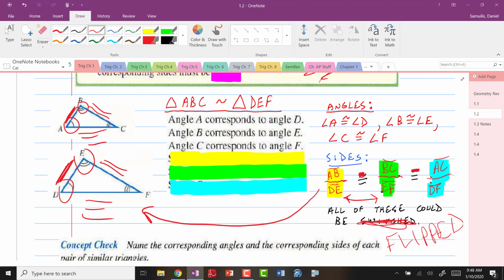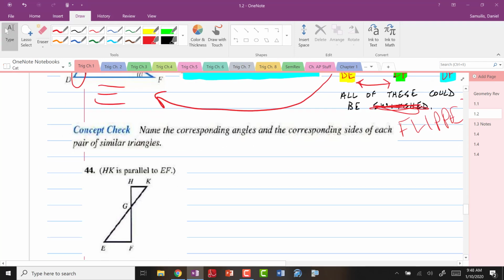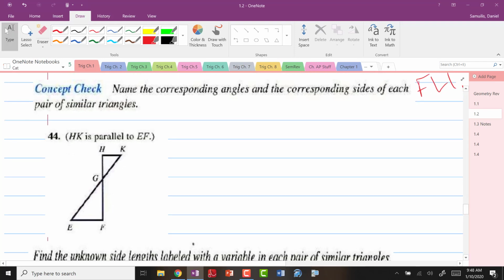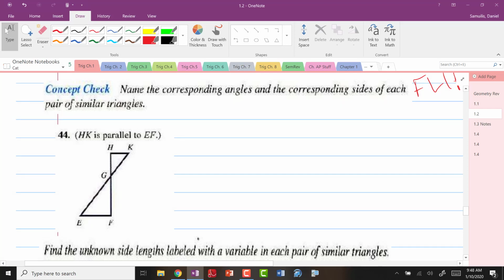So proportional. We could flip all 3 of these, then we're okay, of course. All right, and this is the kind of stuff when it comes to algebra, you got to be very careful on this. And I wish I could expand on this picture more, but I will as much as I can. Name the corresponding angles and corresponding sides.